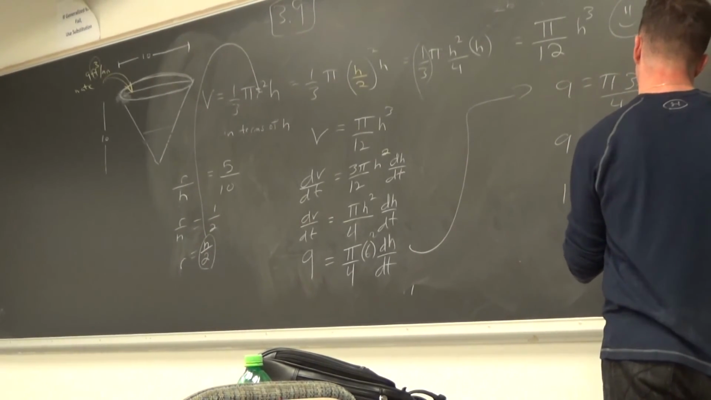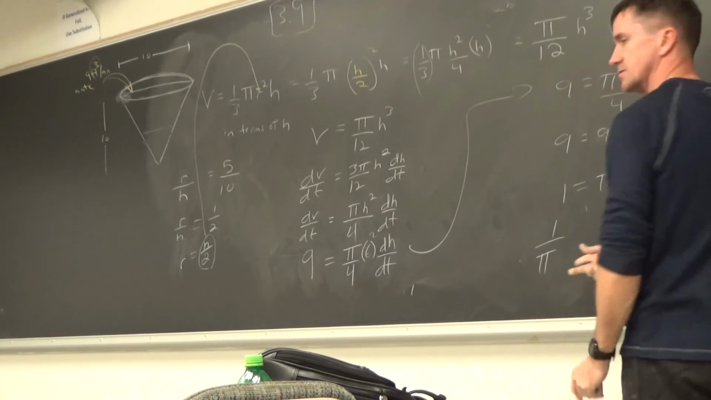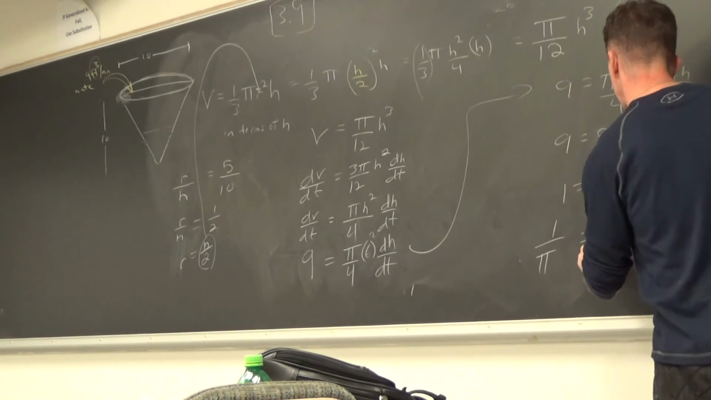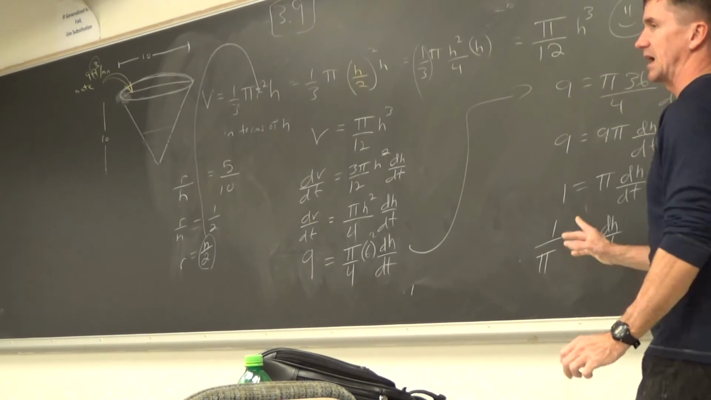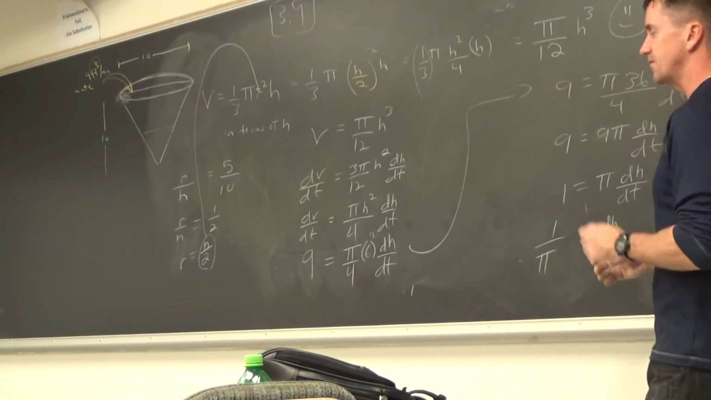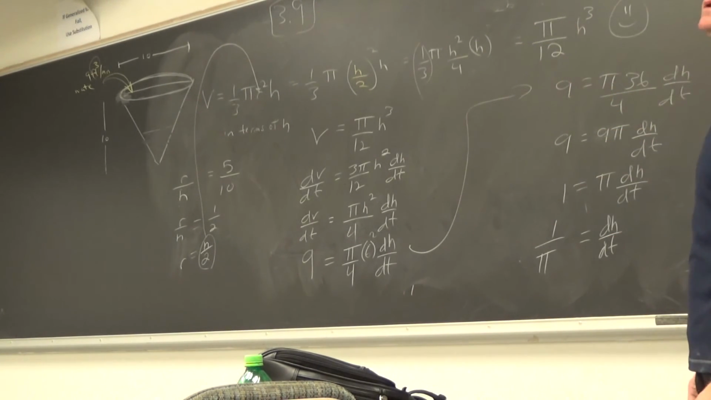Last step, divide by what? By pi. Just leave your answer like that, unless you want a decimal. That's exact. Now, what are the units? Feet per minute. Excellent, he says feet per minute.